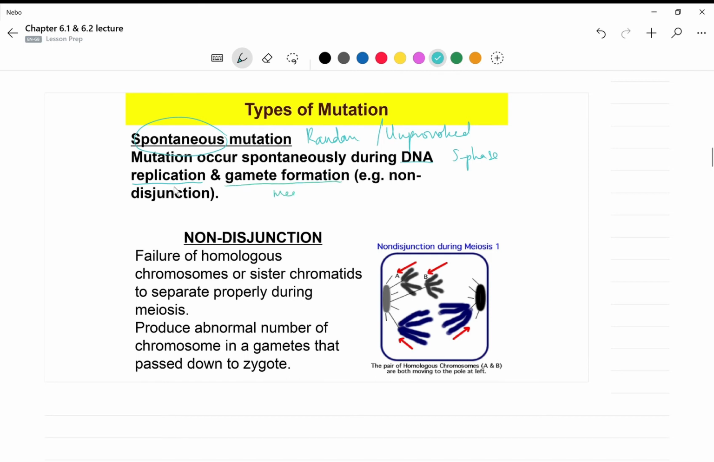Also during gamete formation. So gamete formation refers kepada meiosis. When it happens in gamete formation, normally we call it non-disjunction. Non-disjunction refers to the failure of homologous chromosomes or sister chromatids to separate properly. Okay, so this could be either meiosis 1 or meiosis 2. So as a result, it will produce abnormal number of chromosome in a gamete that is passed down to zygote.